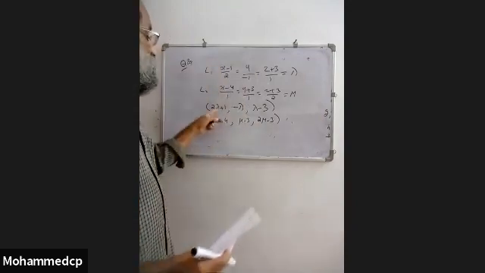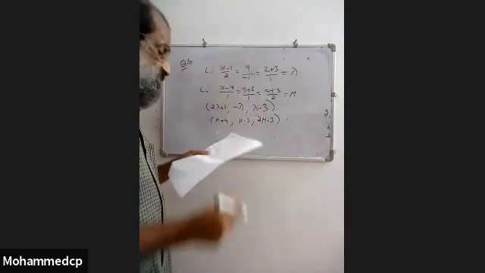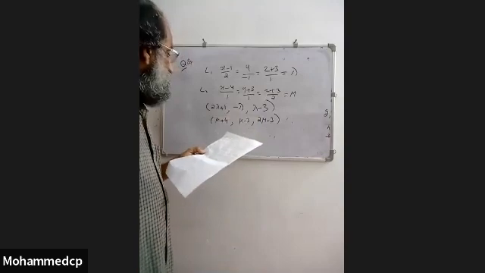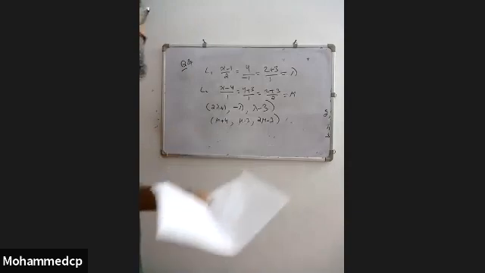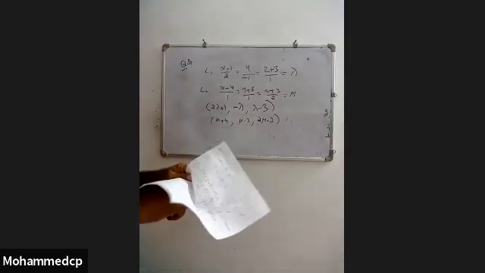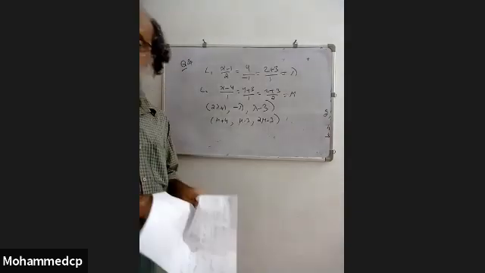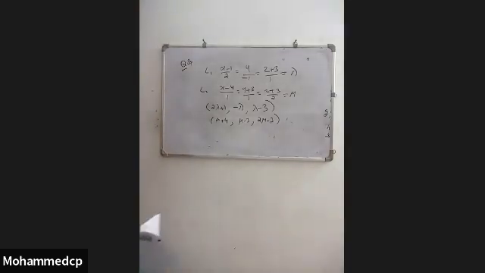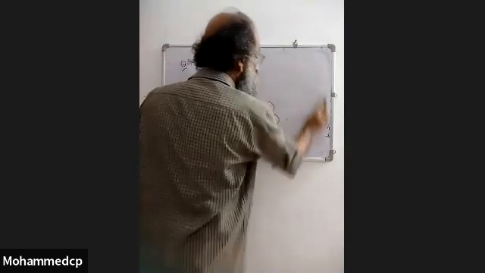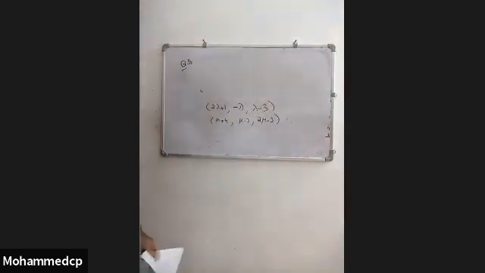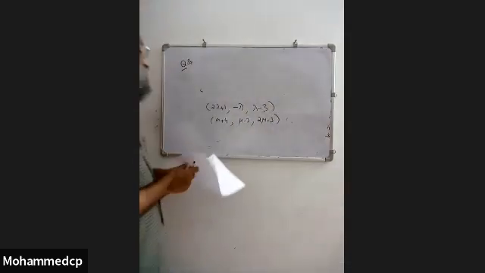Any point on the first line is of the form 2 lambda plus 1, minus lambda, lambda minus 3, and on the second line mu plus 4, mu minus 3, 2 mu minus 3. When the lines intersect, there will be a common point. Now you equate these things.